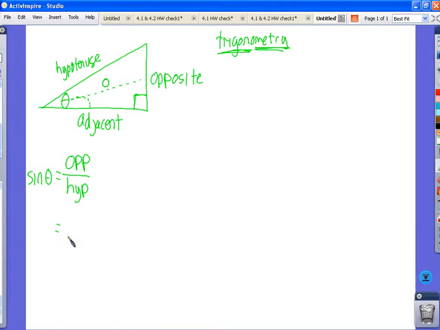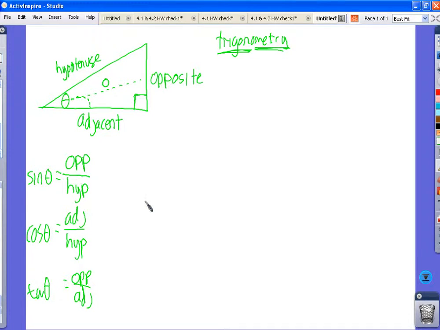How many ratios can we make with three sides? 6. We can take this over that one, this over that one, and we can take all the reciprocals of all those. So we get the adjacent side over the hypotenuse. That has a name: cosine. The cosine is the name of that ratio. The opposite over the adjacent is the tangent.